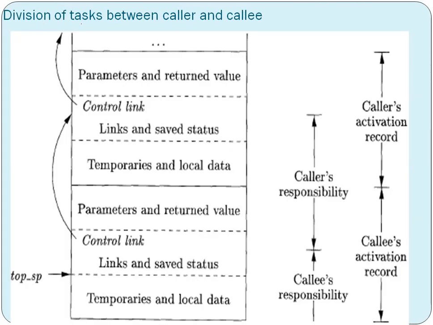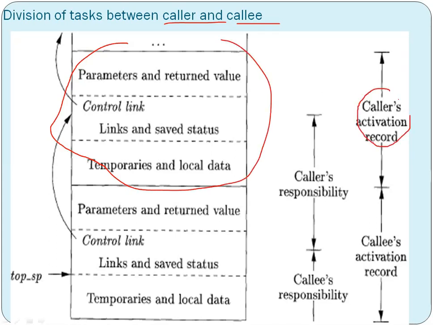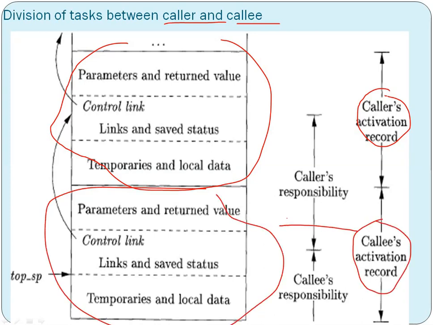The division of this activation record's information between caller and callee is shown below. This is the caller activation record, and this is the callee activation record. The function that makes a call to another function is called the caller function. The function that is being called is called the callee function.